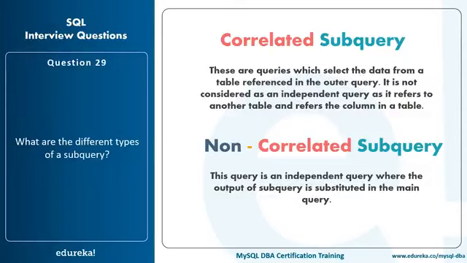So you'll have to understand the difference between both of them. If you do not understand by definition, you can definitely go and execute the commands, write the 2 different types of queries in your SQL, and you'll get to know what I'm talking about. Basically, in a non-correlated subquery, the output of the subquery will be substituted into the main query, and in a correlated subquery, the queries select the data from a reference table in the outer query.